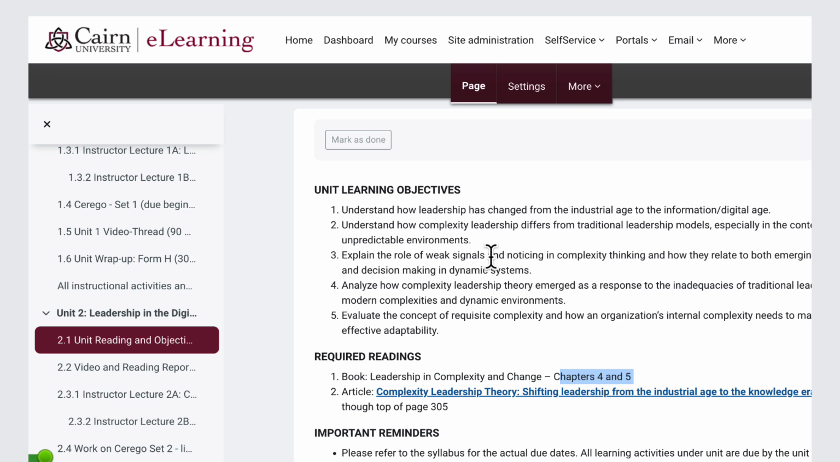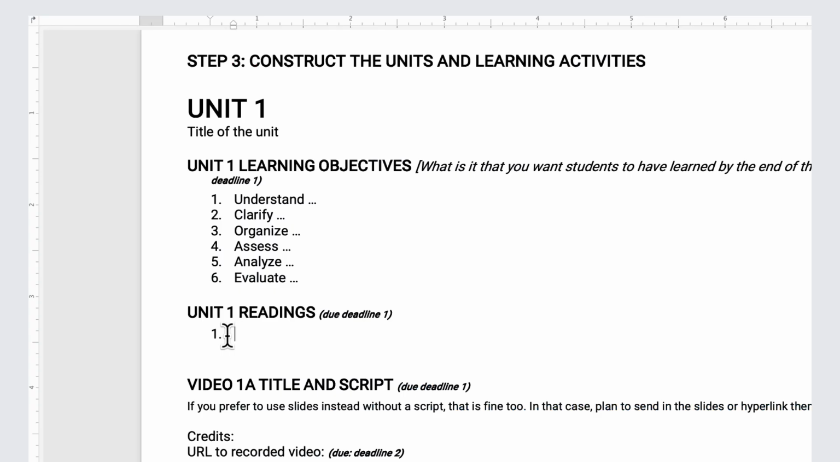So as the course developer, all you have to do as part of the course planning is simply list the readings as part of the course map.